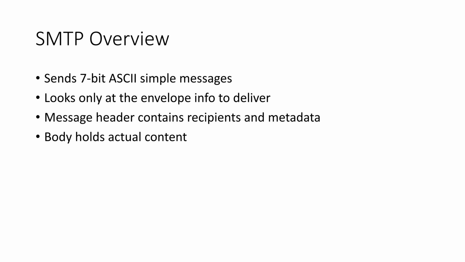SMTP is quite straightforward in its operation. It was originally designed to handle simple 7-bit ASCII text messages. When sending mail, SMTP only looks at the envelope information. Think of it like a postal service. It reads the address written on the top of the envelope but doesn't open the letter to see what's inside. So the message itself is divided into a header, which contains details like the sender, recipient, subject and other metadata, and a body, which carries the actual content. This separation helps mail systems process and route messages very efficiently.